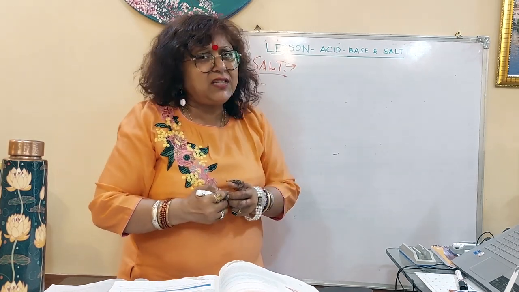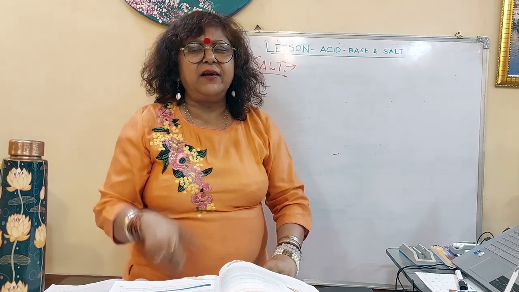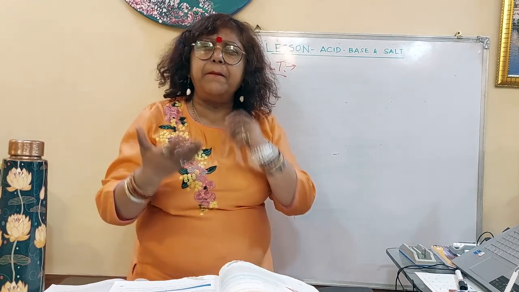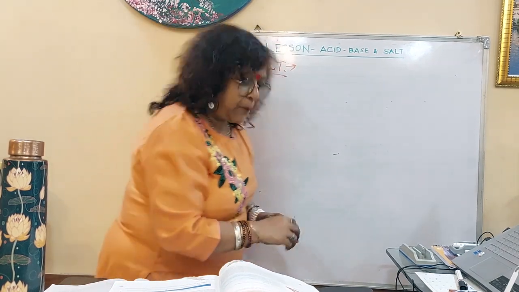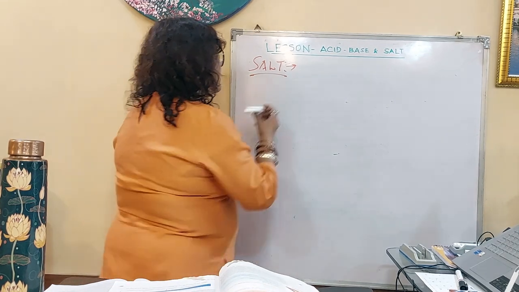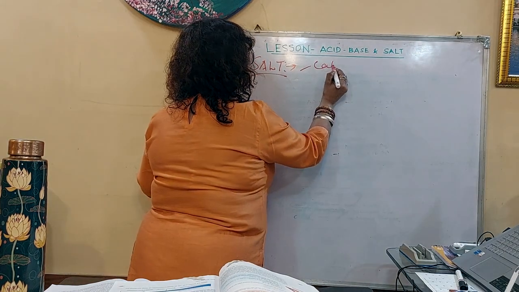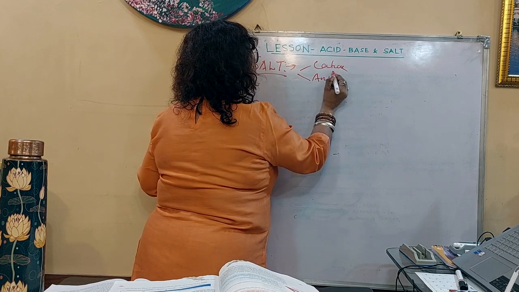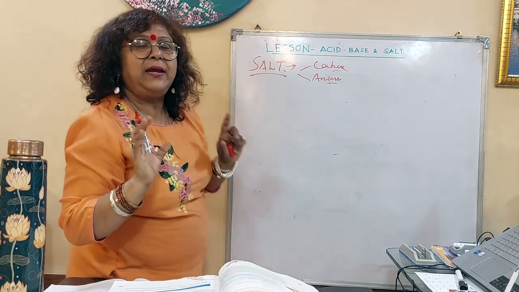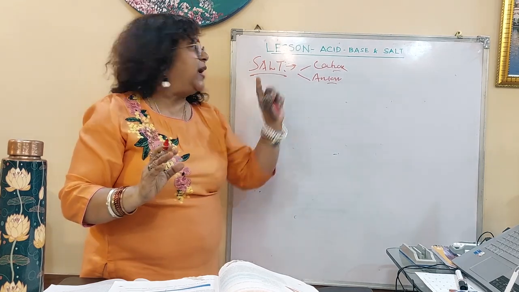So the first thing here is, how will you define a salt? Salt is an ionic compound. A compound containing a positive part and a negative part. The positive part is called the cation, and the negative part is known as the anion.